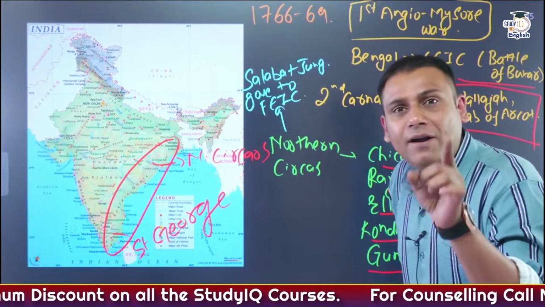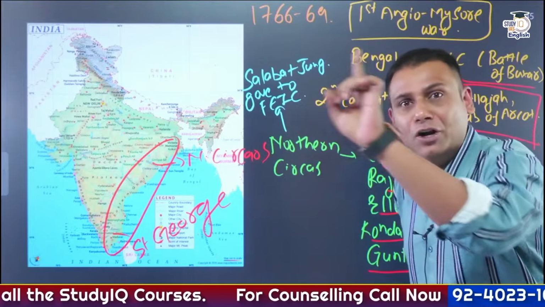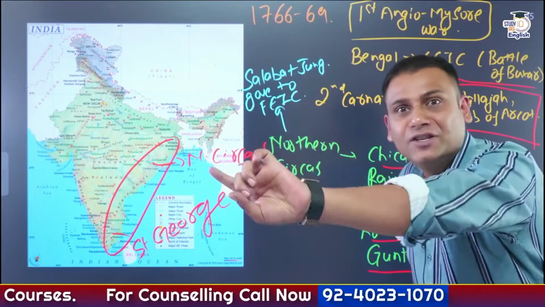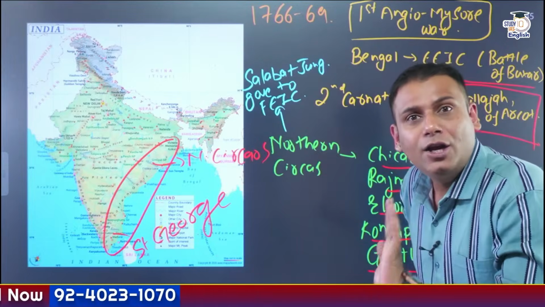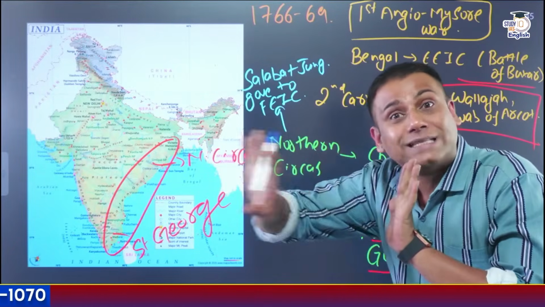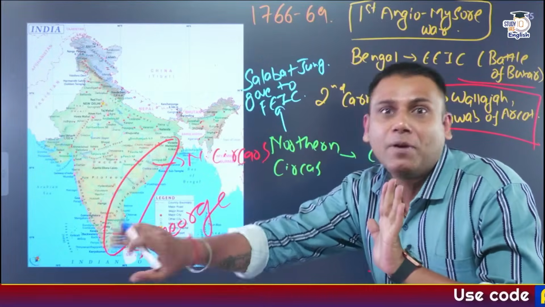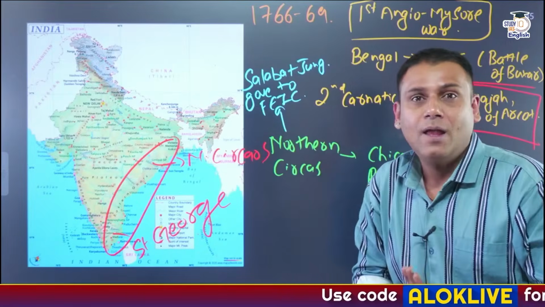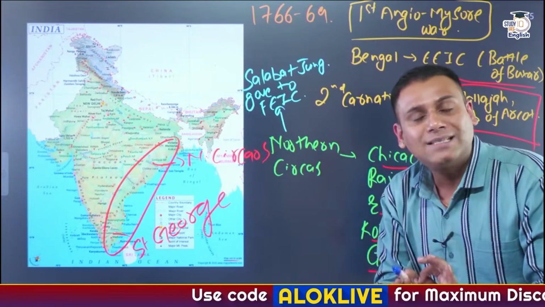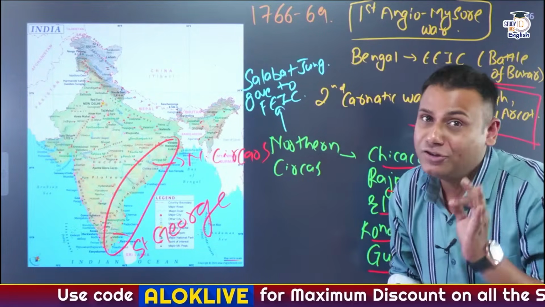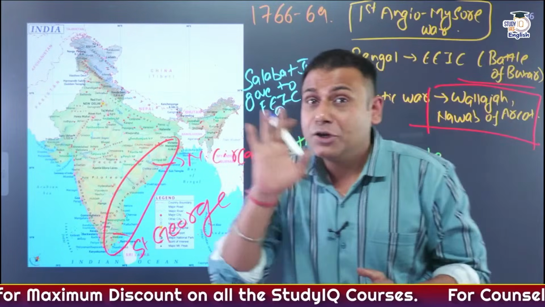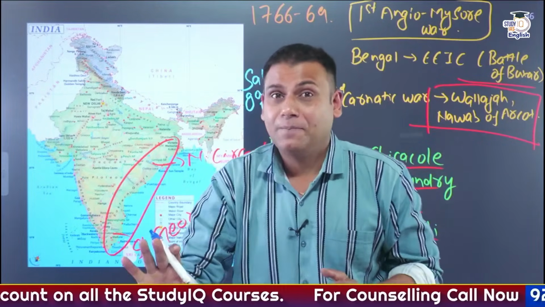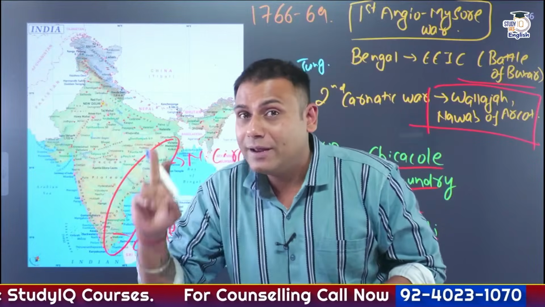So in 1753, it was given by Salabat Jung to the French East India Company. But in 1758, the English East India Company ousted the French East India Company from Northern Sarkars. And again, Northern Sarkars was in the hands of Salabat Jung. Okay? Please do not get confused. I will repeat the points again.